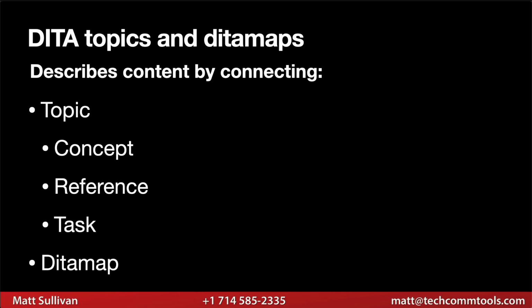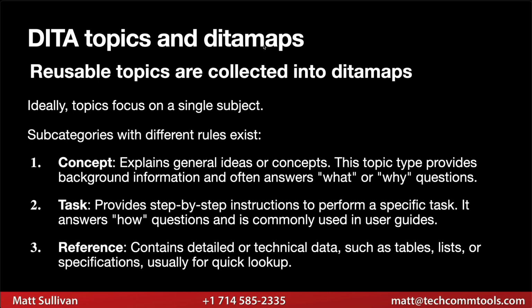A topic is the basic chunk of information, and there are a couple of specialized subtopics available, like concept, reference, and task. We use a DITA map to take these reusable chunks and put them together like we would perhaps in a book. It's worth looking at those DITA subtopic types with a little bit more detail. The reusable topics are collected into one or more DITA maps, and that can allow us to use that information among many audiences or for different purposes.